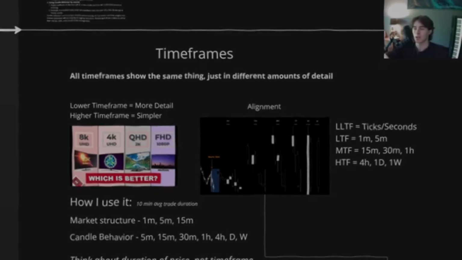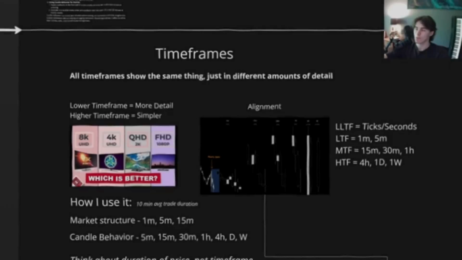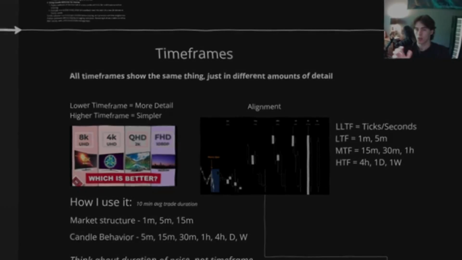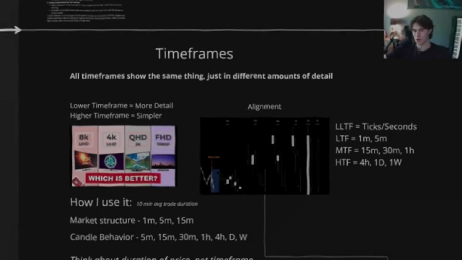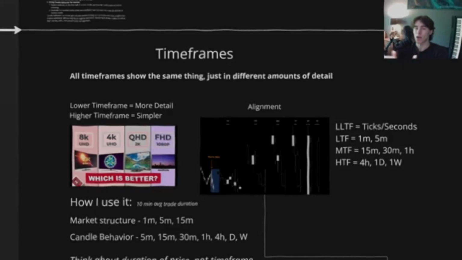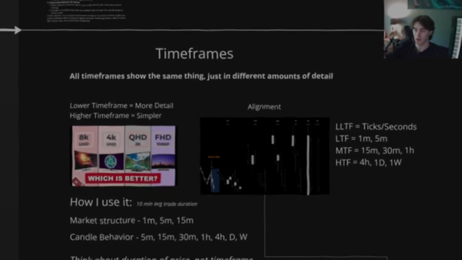The most important factor in trading is timing. So timeframes are kind of second to that. I think about the duration of price. Low time frame for me would be the past 15, 20 minutes of price action. Middle time frame is the past 4 to 5 hours of price action. High time frame would be the past days of price action. I'm not focused really on those timeframes as they all show the same thing. I'm focused on the durations of those timeframes to then build my bias and align different timeframes for entry.